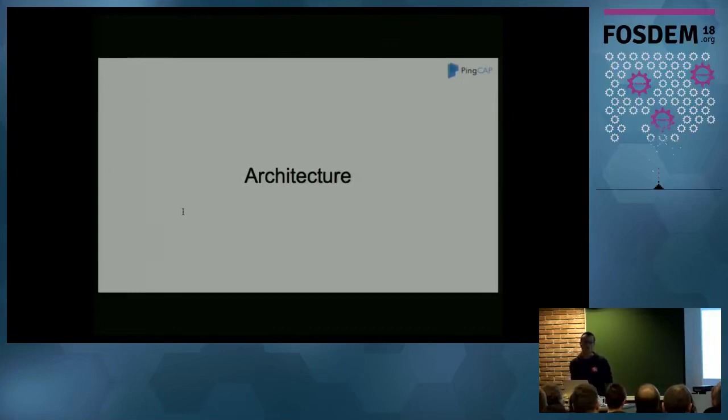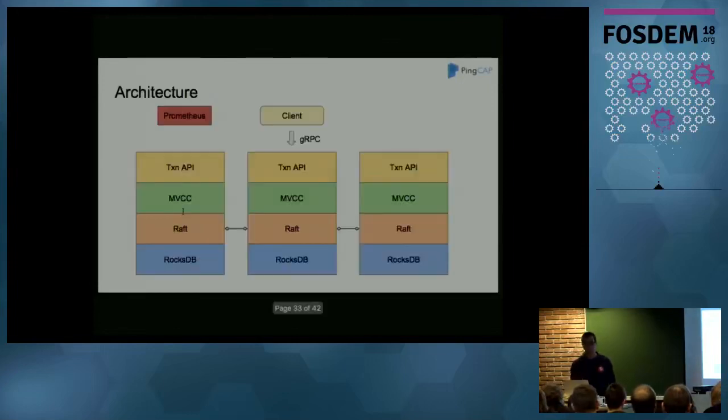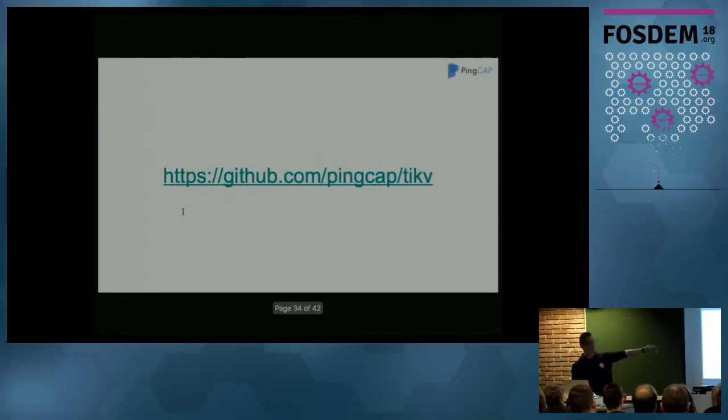I have mentioned the word hierarchy, and now let's combine them together. This is the whole architecture, from the bottom to the top: RocksDB to save data, Raft to replicate data and do the horizontal scaling, MVCC and the distributed transaction API, gRPC for communication, and Prometheus for monitoring. That's cool. So this is the whole thing, TiKV. TiKV is a distributed transactional key value database. And of course, it's written in Rust.